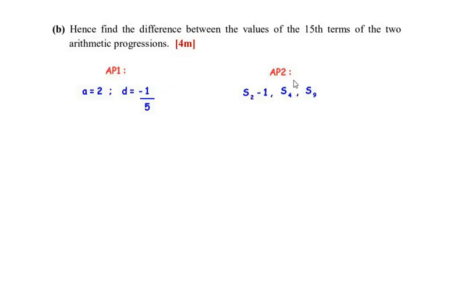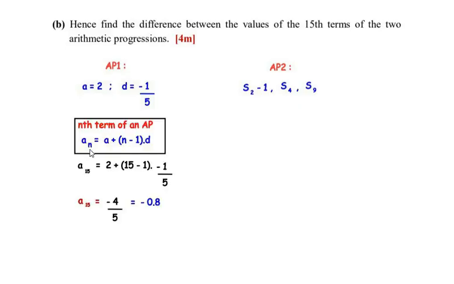But before we can find out the terms of the second arithmetic progression, let us find out the 15th term of the first arithmetic progression. And the formula we are going to use here is the nth term of an AP formula. And the formula is given as an is equal to a plus n minus 1 times d, where an is the nth term of an AP, n represents the position, a is the first term of an AP, and d is the common difference.